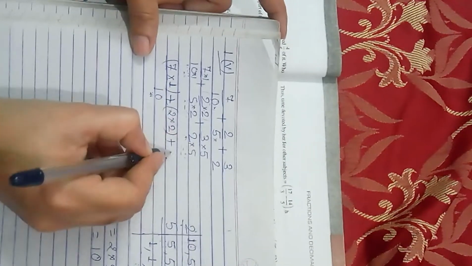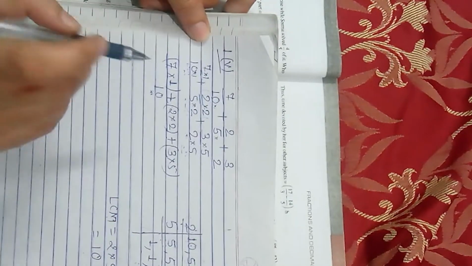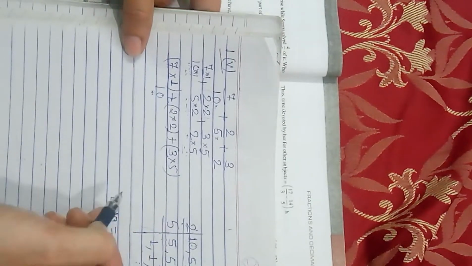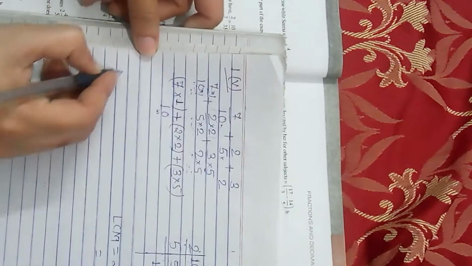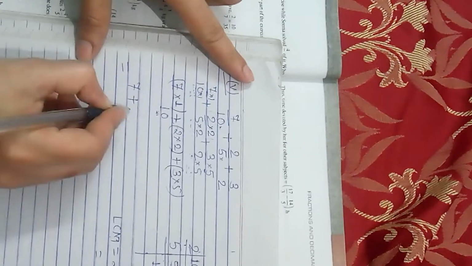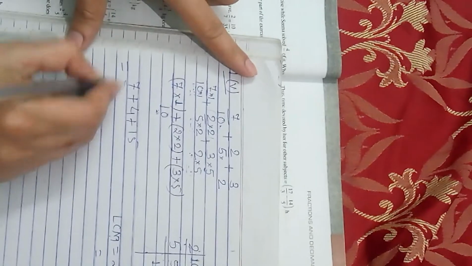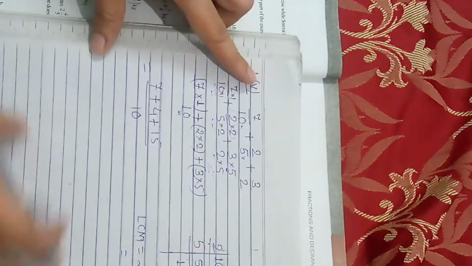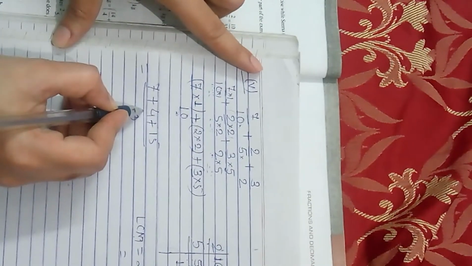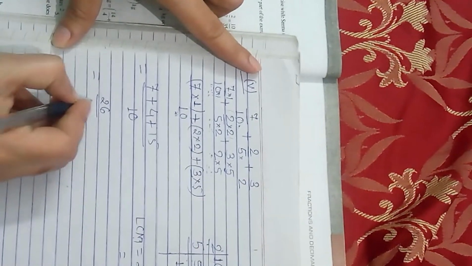Then here again plus, here 3 into 5. You have to understand this question very carefully, then only you will be able to solve the subtraction and addition of fractions. The next step: 7 into 1, 7, plus 2 into 2, 4, then plus 3 into 5, 15. This 10 is common for all. 7 plus 4, 11. 11 plus 15 gives us 26 by 10.